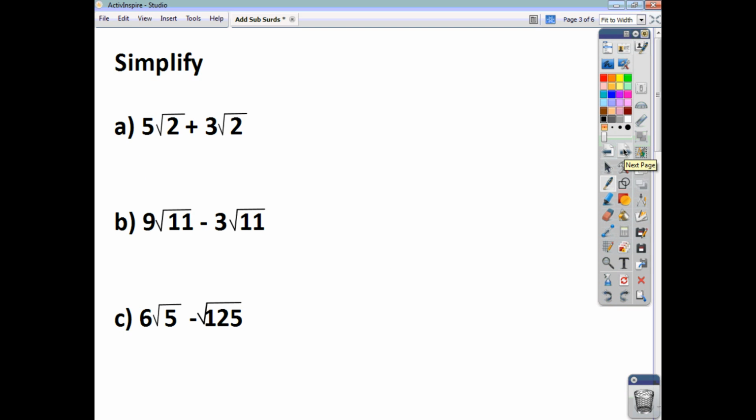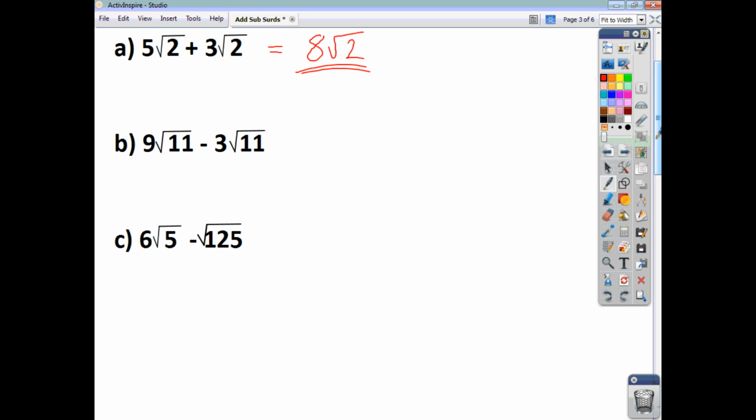Now you just add or subtract surds just like you would add or subtract fractions, or like you would add or subtract anything. Once they belong to the same family, you can add them very easily. So 5 root 2 plus 3 root 2, it's the same as adding 5 of anything and 3 of the same thing. You end up with 8 of whatever that is. So 5 root 2 plus 3 root 2 gives you 8 root 2 altogether. That's all you do. Simple as that. 9 root 11 minus 3 root 11, that's just going to end up being 6 root 11. Okay?